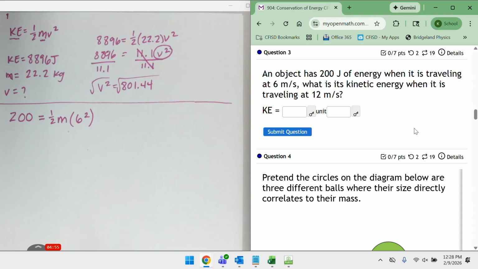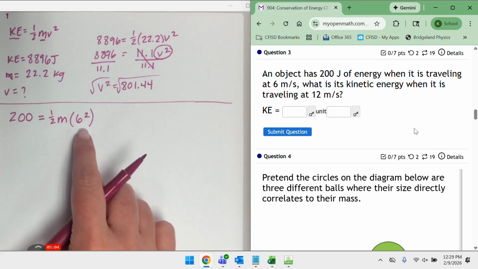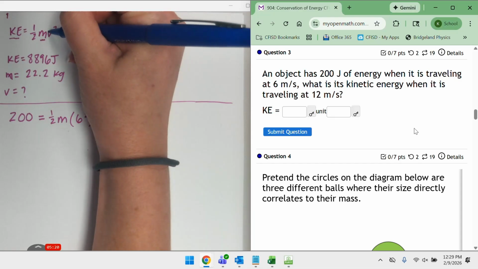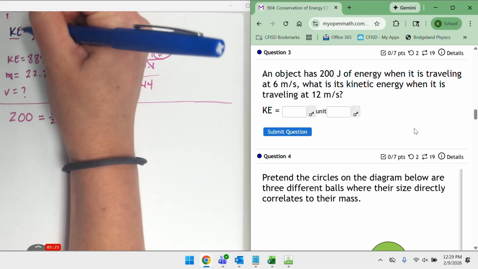And so you could substitute in and figure out what the mass of this object is, and then once you know the mass, you'd be able to go through and solve it a second time with the velocity being 12 and figure out what the energy is. However, you don't have to do it that way. You can, but that's a lot of math. The other way that you can approach this is by using proportional reasoning and just simply looking at what is the relationship between velocity, because that's what they're changing, between velocity and kinetic energy.